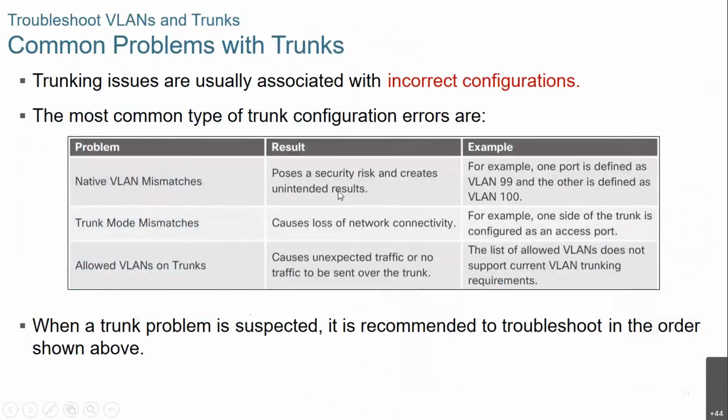Common problems with trunks. Trunking issues are usually associated with incorrect configurations. The most common types of trunk configuration errors are native VLAN mismatches, trunk mode mismatches, and allowed VLANs on trunks, which is when we forgot to allow a certain VLAN. So when a trunk problem is suspected, it is recommended to troubleshoot in the order shown above. Check your native VLAN first. If it's okay, look at the modes. If it's okay, look at the allowed VLANs.